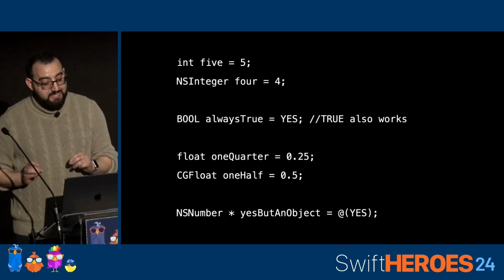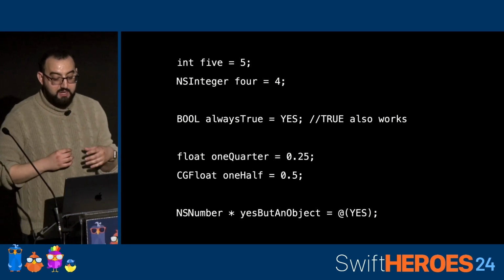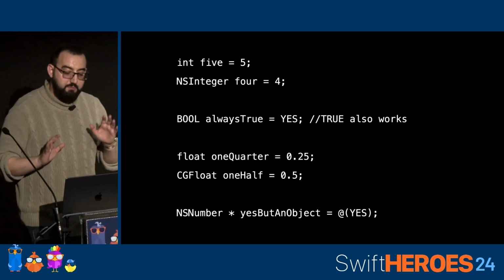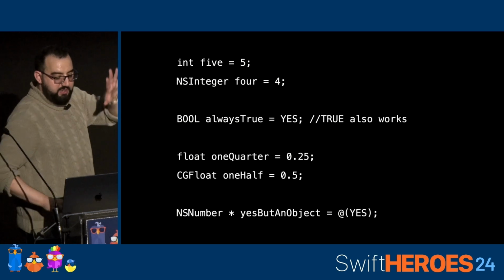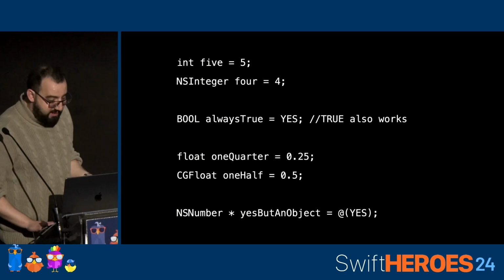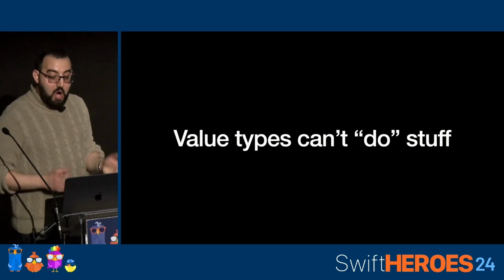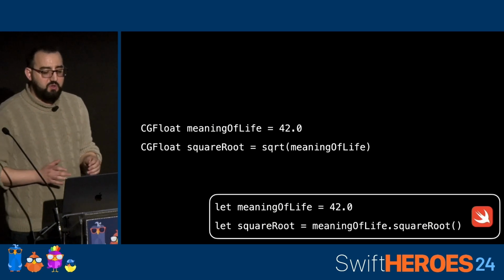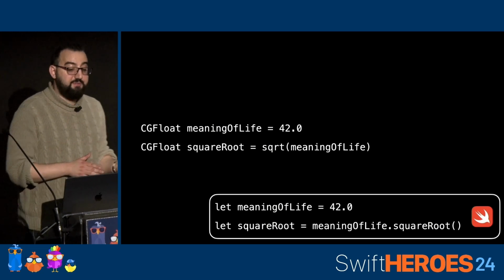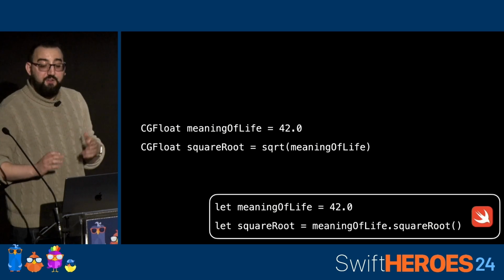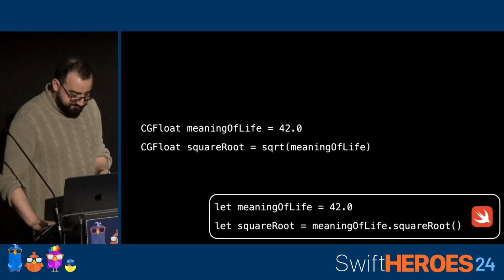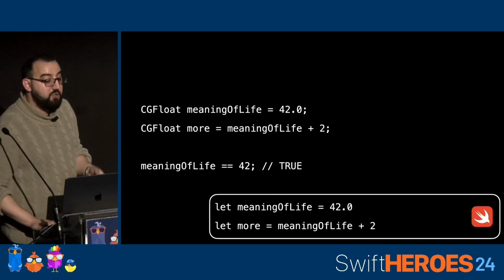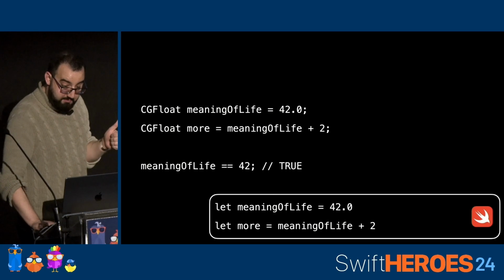Now, there is also NSNumber, which is unique in that it's an Objective-C object type, if you have to use an object type. But overall, there's a much bigger difference in Objective-C between value types and reference types than there is in Swift. In Objective-C, value types are stuff, but they can't do stuff. So in Swift, you can call methods on value types. In Objective-C, you have to use C-style functions. And in C, functions, unfortunately, don't have named arguments. That being said, operators like addition and multiplication still work on value type numbers, which is great.